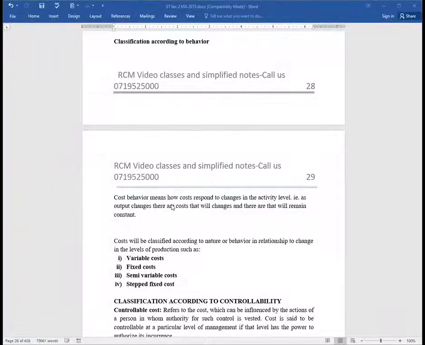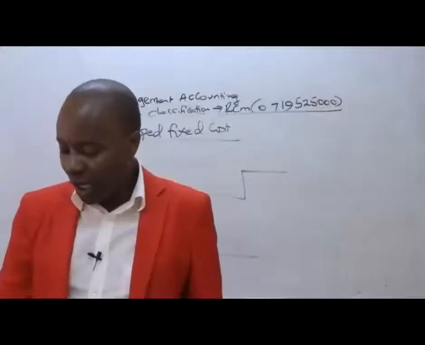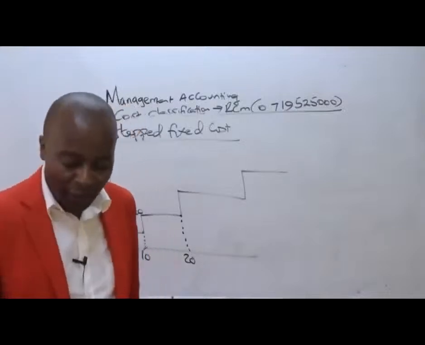Now from there, ladies and gentlemen, we've got these particular ones, which are just a walkover that we need to explain very first. So we have classification according to controllability. Under controllability, ladies and gentlemen, we shall be having two classes.